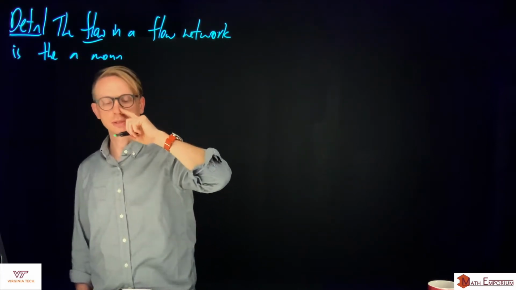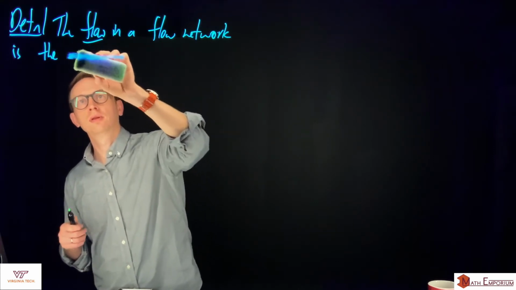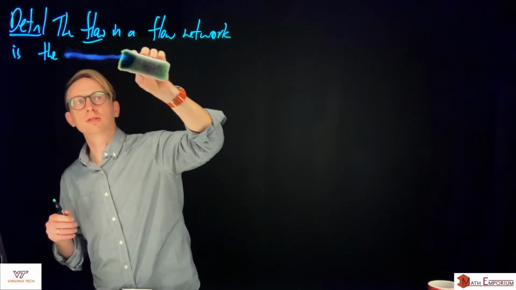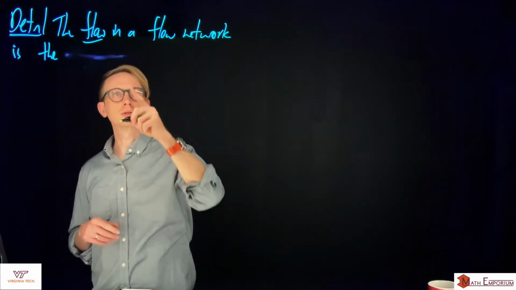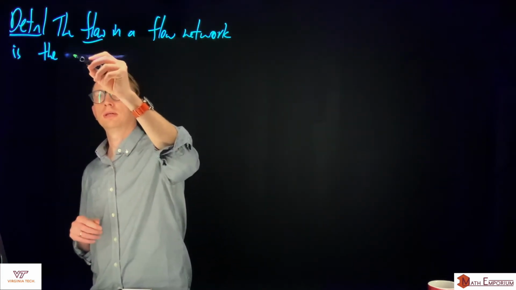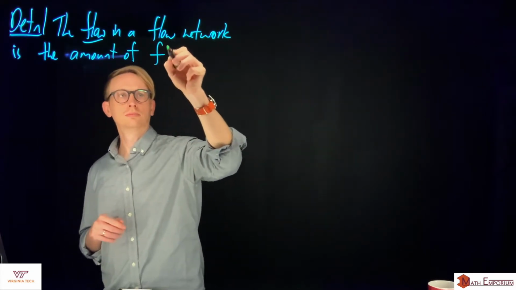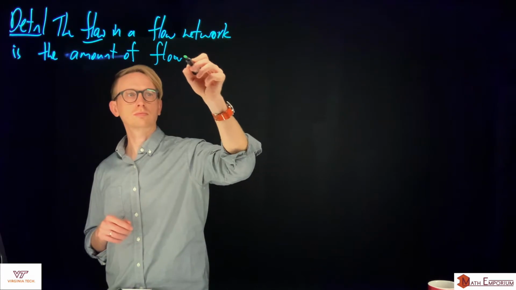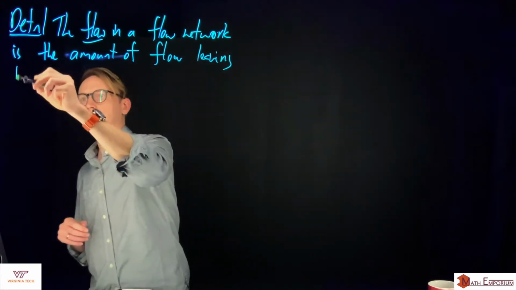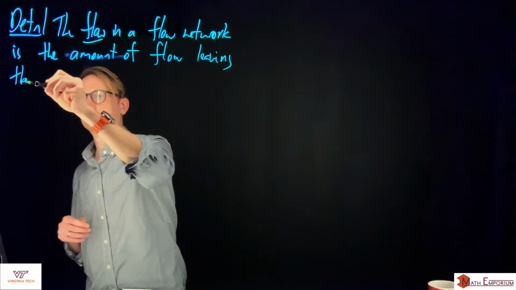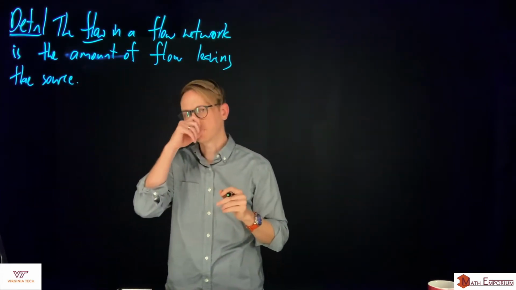And this is really just a place to start. Once we make a nice little theorem, there's going to be tons of ways to calculate the flow in a flow network, but this is a good place to start. So the flow in a flow network is the amount of flow leaving the source. Okay, so whatever's coming out of the source will be the flow in a flow network.